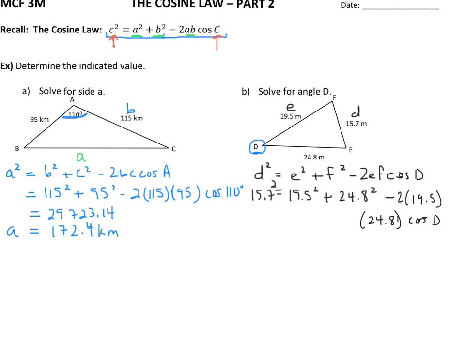Now, these are tricky to solve. These are much, much more tricky to solve. So let me show you what we're going to do here. We want to get the cosine of D eventually by itself, but currently it has all of this other stuff attached to it through multiplication.